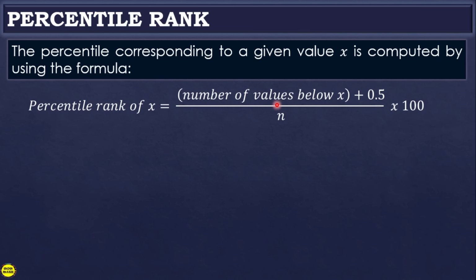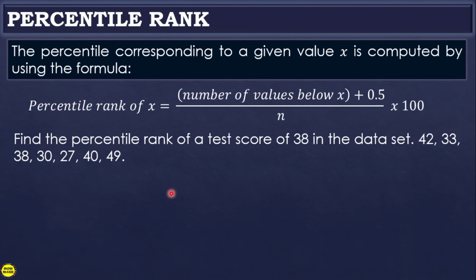And then, yung number of values below x, yun yung tinatanong kung halimbawa, from a set of 10 scores, so, let's say may 10 item quiz. So, pang ilan kapag nakakuha ka ng 6? Okay? Pang ilang percentile rank kapag nakuha mong score is 6. Okay? So, let's say, find the percentile rank of a test score of 38 in a data set 42, 33, 38, 30, 27, 40, and 49.